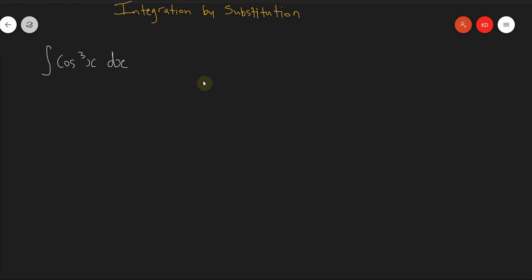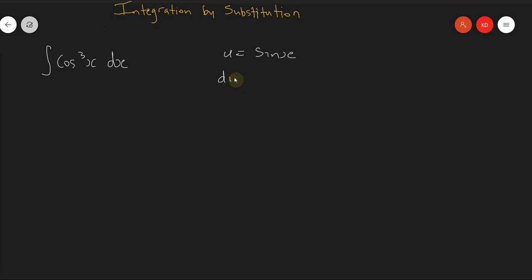Now some questions, depending on where they're taken from, might tell you what to use as your substitution, whereas others may not. So having a good amount of practice will help you in this regard. So for this problem, we're going to let u equal to sine x, and let's just go ahead and find du from now.